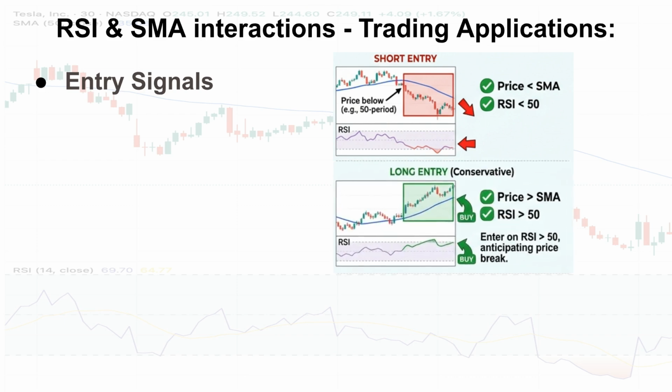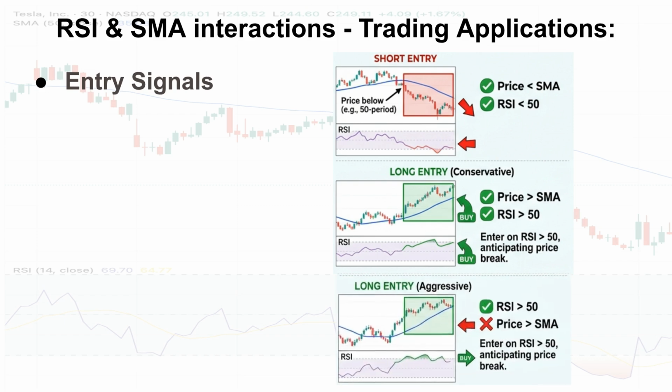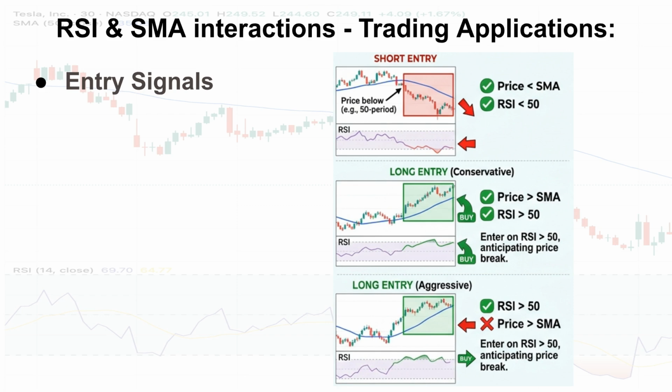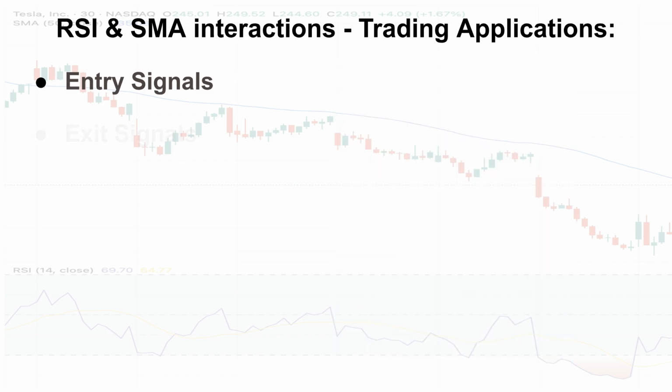A more conservative approach waits for confirmation from both sides, price moving above the SMA and RSI holding above 50. A more aggressive approach enters earlier, when RSI crosses above 50, even if price has not yet fully reclaimed the SMA. For exits, the focus shifts to identifying exhaustion.